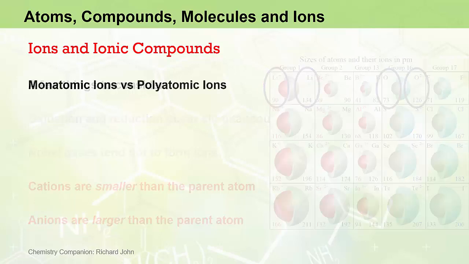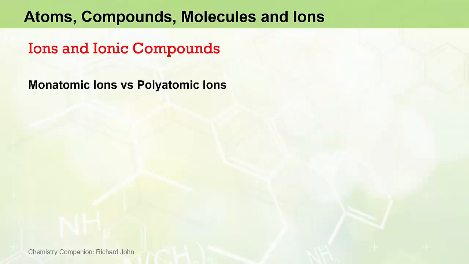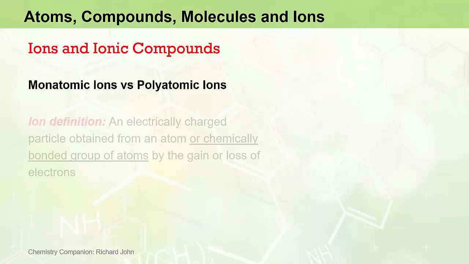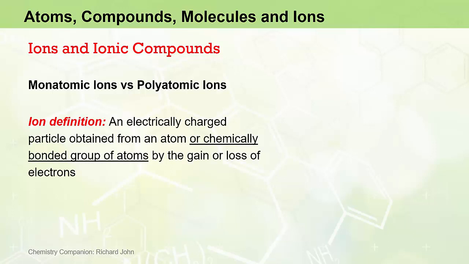A final point worth noting about ions is related to the definition of what an ion actually is. An ion is an electrically charged particle obtained from an atom or chemically bonded group of atoms by the gain or loss of electrons. And what this actually means is that ions can not only be monatomic, meaning one atom, they can also be polyatomic, where an electrically charged particle is obtained from a chemically bonded group of atoms.